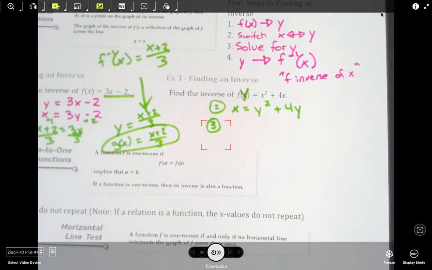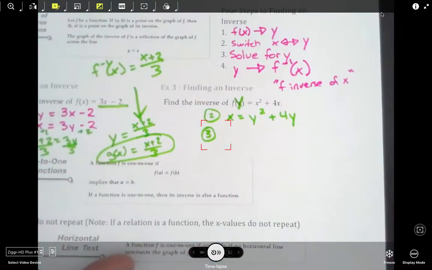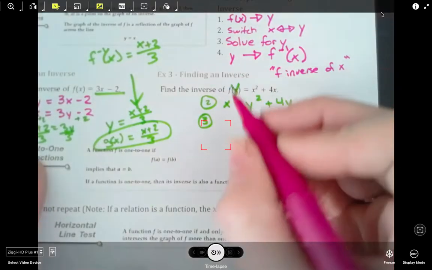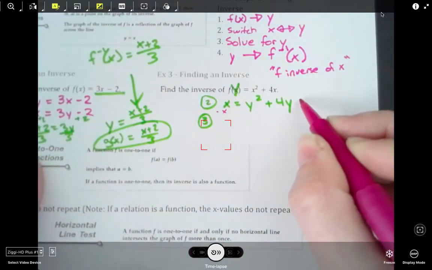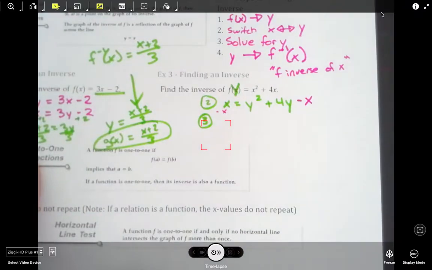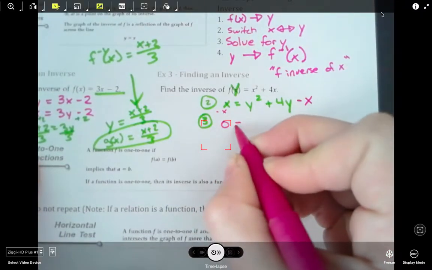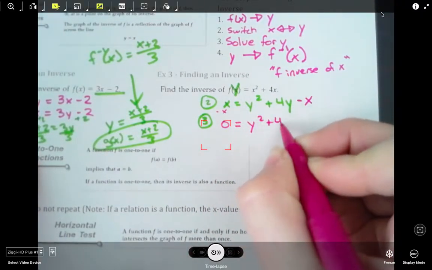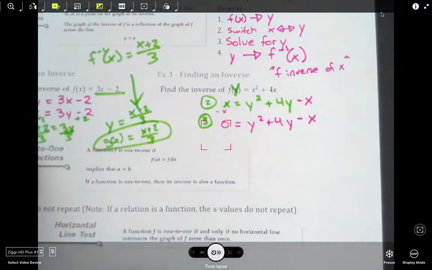Okay. So, let's do this. Let's use the quadratic formula. But in order to use the quadratic formula, we have to have 0 over on the other side. So let's do this. This is going to look kind of funny. Let's bump the x to this side. So we have 0 equals y squared plus 4y minus x, okay?